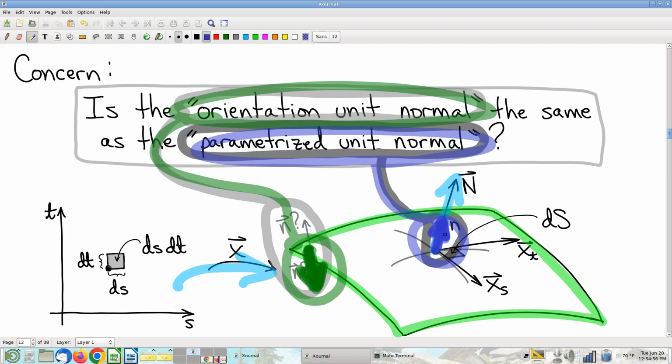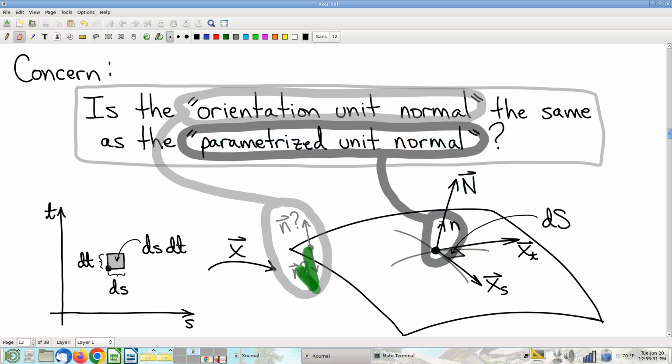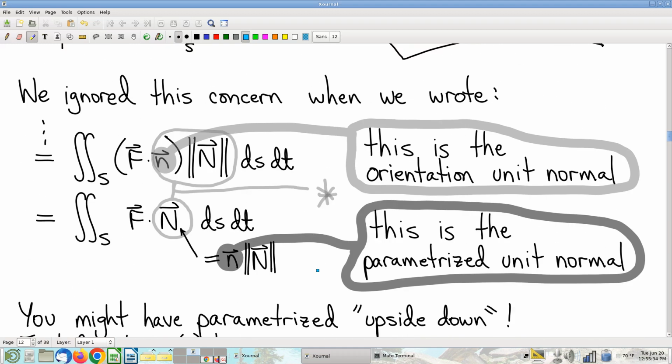The parametrized unit normal comes from the parametrization that you made up yourself, personally. That coin flip might just as likely as not be pointing in the opposite direction as the given orientation unit normal. So this is the issue. Again, two unit normal vectors, and there's no reason to think that they should be pointing in the same direction. Is everybody with me? Okay, so this conflation is my crime.